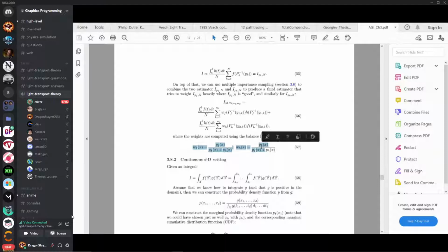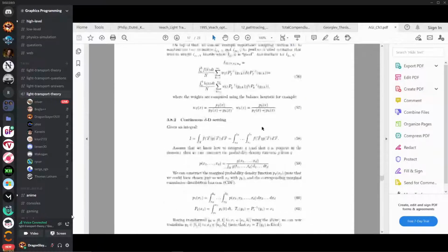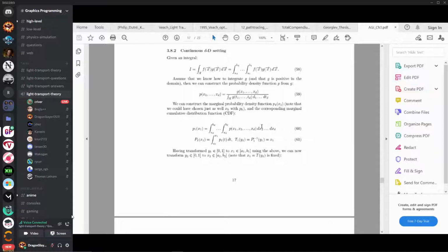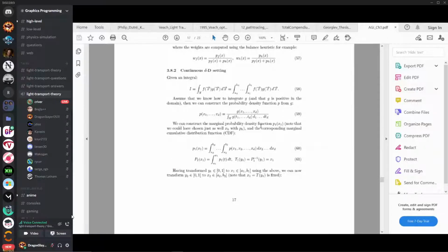And here are examples of what the weights would look like in this specific case. So just MIS with two estimators. In the d-dimensional setting, nothing much changes. It's quite a bit more tedious, but technically what you do is consider some probability density function that you want. For example, I have this function g here. I can just take g divided by its integral, and that gives me a probability density function.